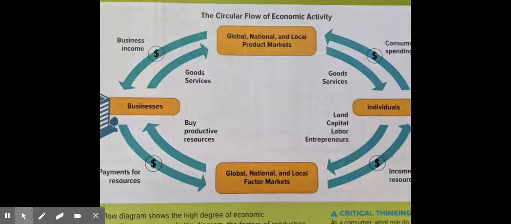And so what you need to remember is that the factor market is those factors of production, and those are the things that we're going to use to produce those things. And then the product market is the consuming aspect of those things, right? So when we buy something, we are then the consumer, and that is in the product market. Okay.